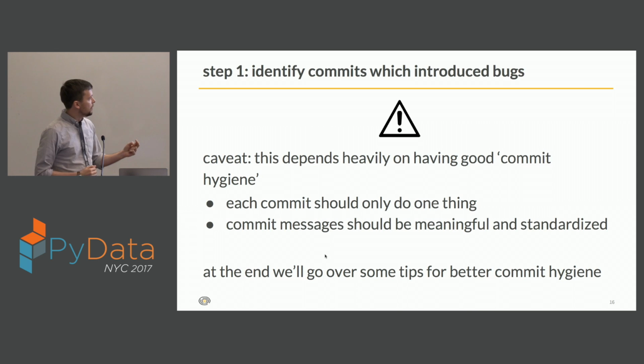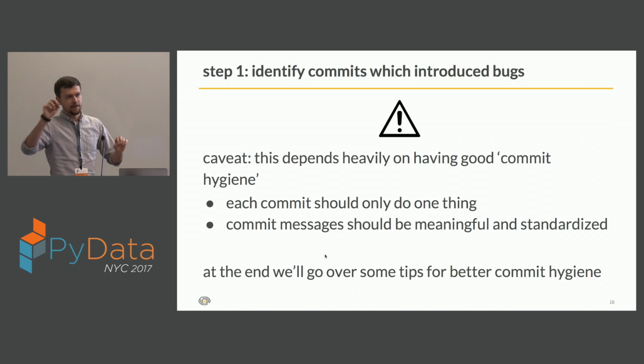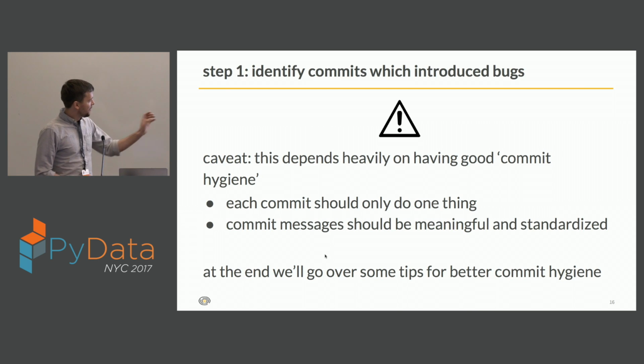And number two, your commit messages should be meaningful and standardized. There can be a tendency for commit messages to get sloppy as you go through bug fixes. They start out as "fixing bug in the labeling thing" and turn into "that didn't work, try again," and then "god damn it," and so on. So you really need your commit messages to accurately describe what you're doing.